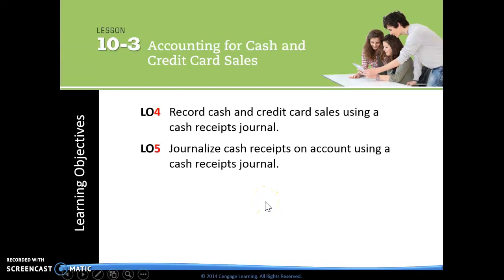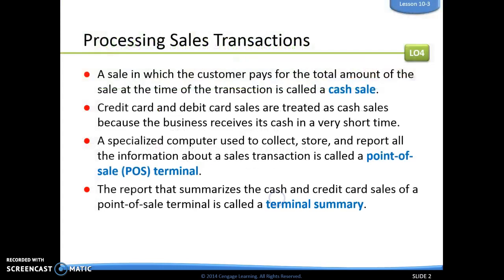And three work together, accounting for cash and credit card sales. We have two learning objectives. You need to be able to record cash and credit card sales using a cash receipts journal, and then you need to be able to journalize cash receipts on account using a cash receipts journal.